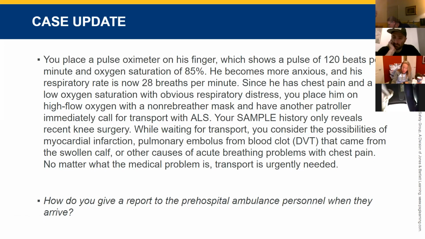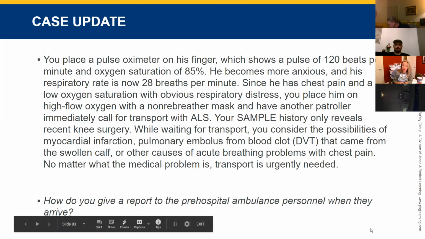So your assessment is basically what you think might be going on with them and what you based your plan on. So in this person, you're like, I think he might have a heart attack. I think he might have a pulmonary embolus. And then you move on to your plan and say, in light of that, to cover both of those, I gave him oxygen and I called an ALS unit right away. So assessment and plan are tied together. It's like, what's going on and what did you do for it? All right, good.